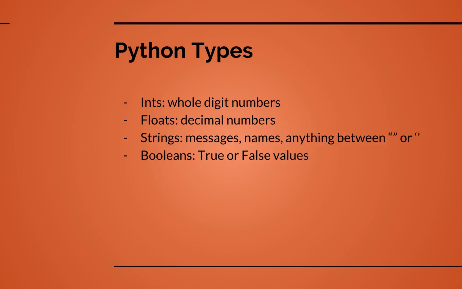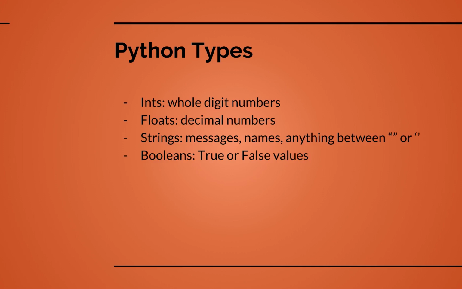Now in Python, we have the four basic types. Two represent numbers, and the other two represent text and true or false values. So we have integers and floats for those numbers. Ints, or integers, are whole digit numbers, positive, negative, or 0. As long as there's no decimal, it's an integer. Whereas floats represent all of the decimal numbers. Lots of other languages also have doubles as well as floats, but Python just has floats built into its native library. So whole numbers are ints, decimal numbers are floats.